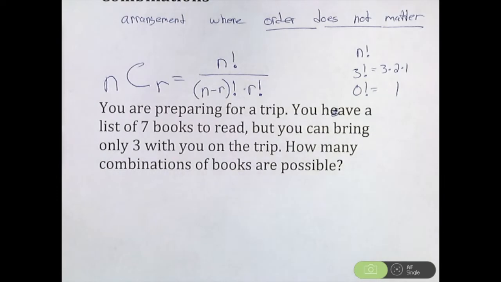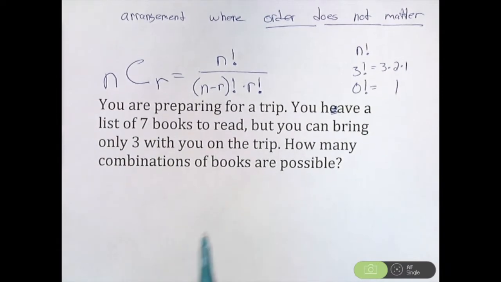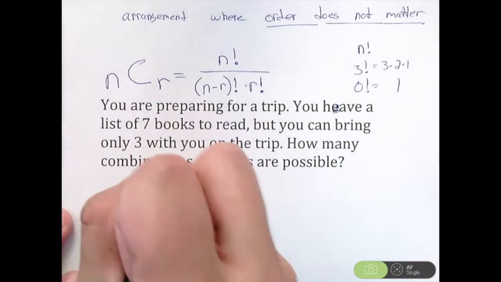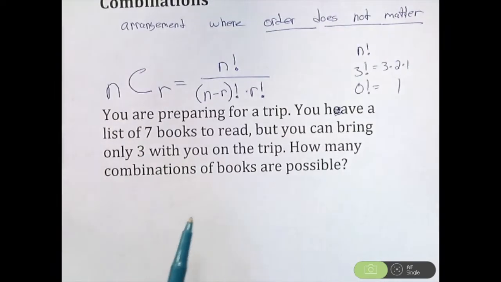When you're going through these problems, you need to ask yourself, does order matter or not? You're picking 3 books. Does the order of those books matter? If I have Dr. Seuss, this and that, is that any different from saying I got this, that, and Dr. Seuss? No, it's the same thing. The order doesn't matter. So this is a combination problem.